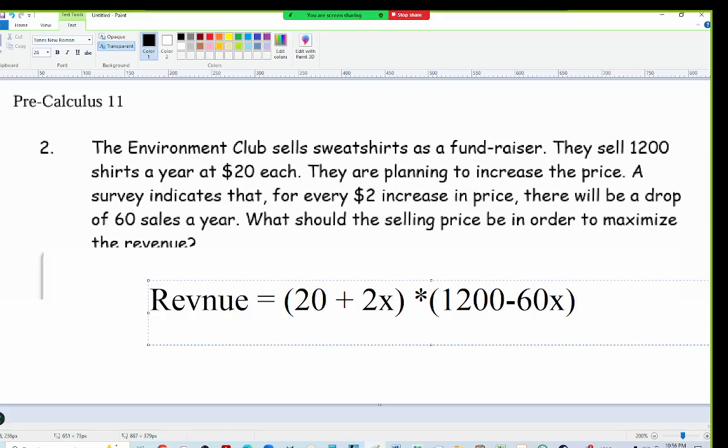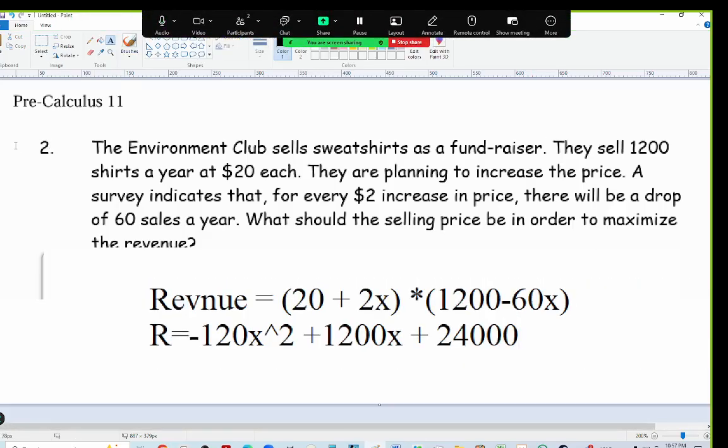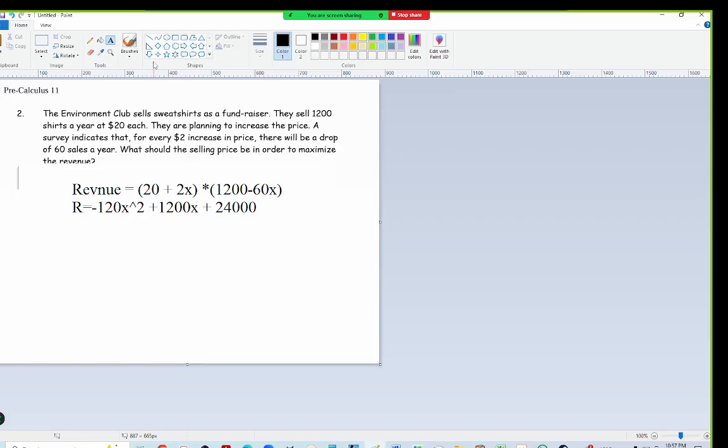If I expand that, I'm going to get a quadratic. Here's the quadratic I'm going to end up with. Revenue is equal to negative 120x squared plus 1200x plus 24,000. That's the new quadratic. They're all facing downwards. That's the key to this. They all have maximums. When you find the vertex, you're finding the max X and the max Y. The Y refers to the max revenue. The X refers to the units changed.